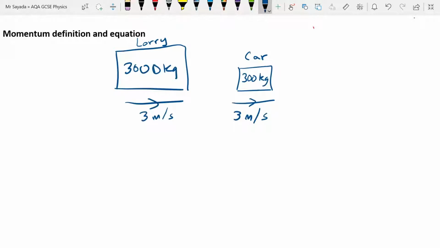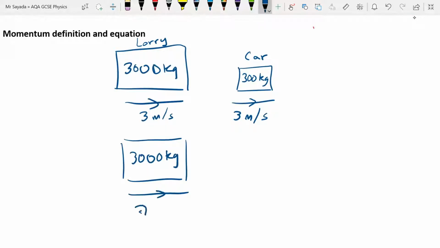Now there's something else which has to do with it as well. So let's say we had another lorry, which was also 3,000 kilograms. But this lorry was moving at 7 meters per second. Which of these two lorries, A and B, would be harder to stop? Say your answer to the video now. You should have said the one moving at 7 meters per second. So clearly speed has something to do with this as well.